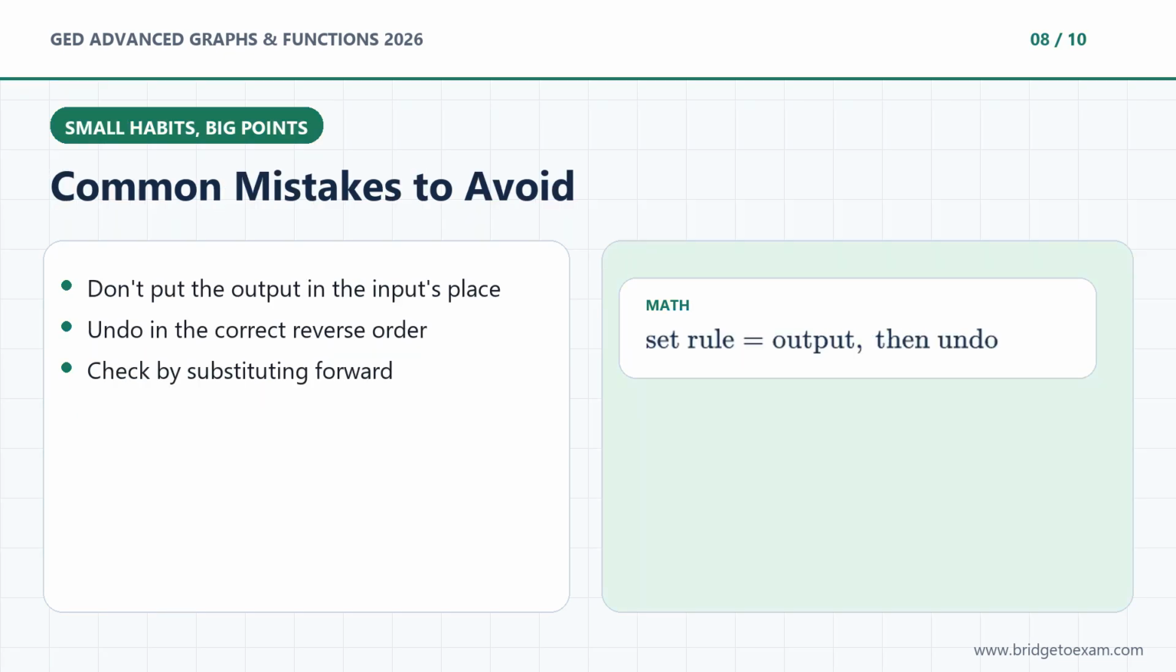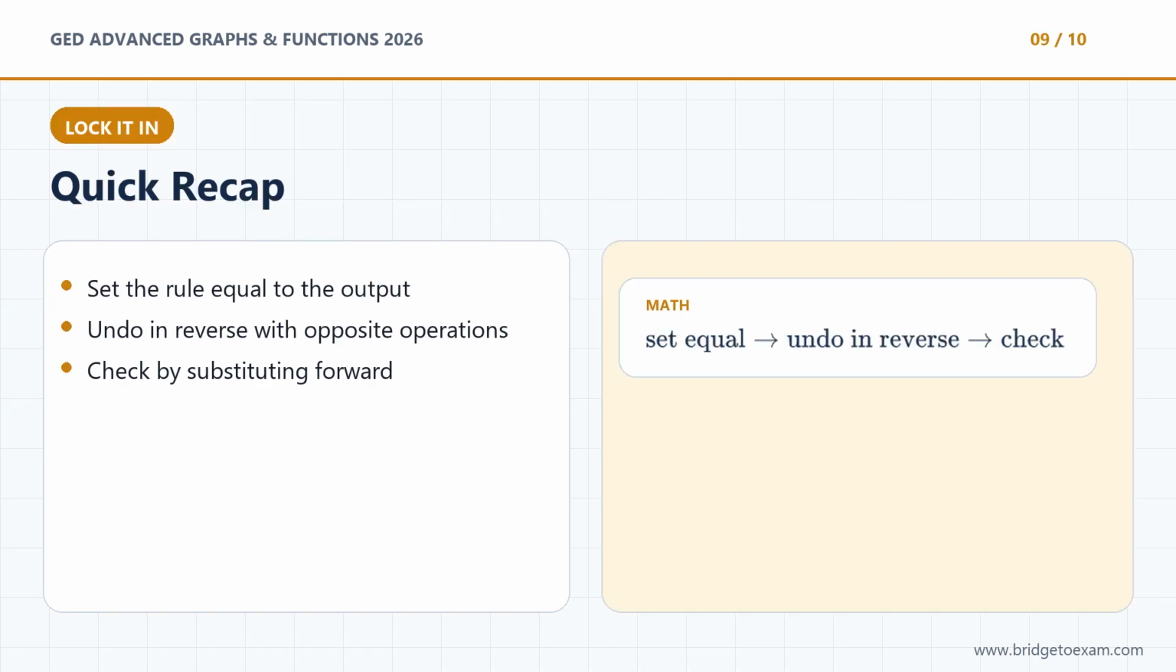3 traps. First, do not plug the output in where the input goes. Set the rule equal to the output instead. Second, undo operations in the correct reverse order. Subtract before you divide when the rule added, then multiplied. Third, always check your answer by substituting it forward. Careful reversing wins. Let's lock it in.